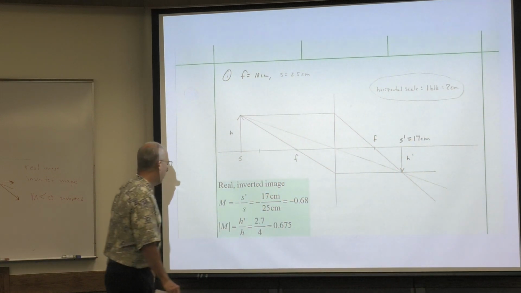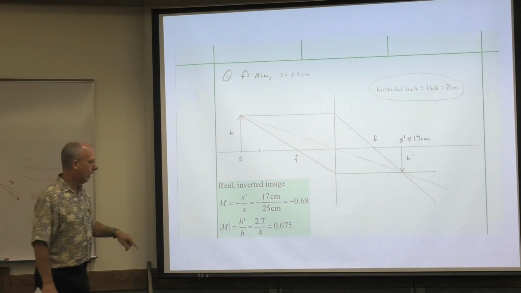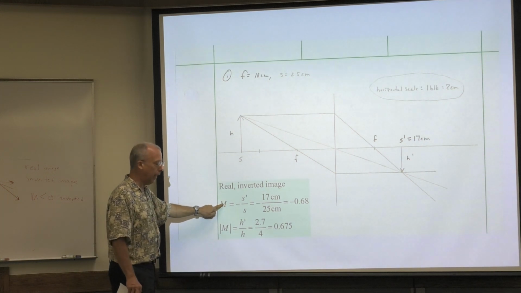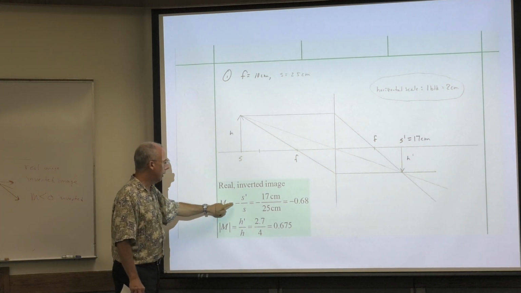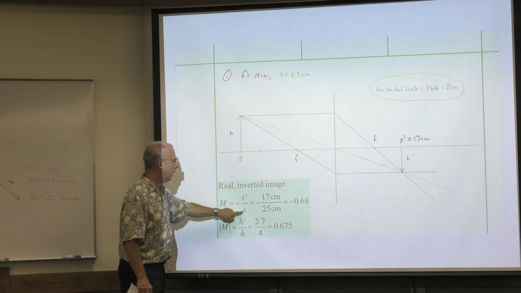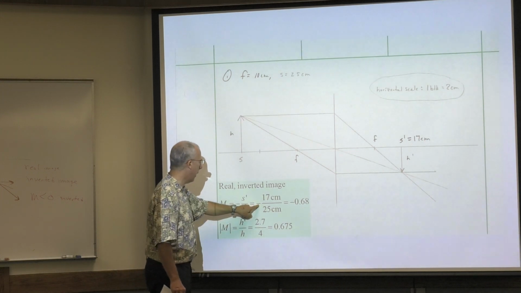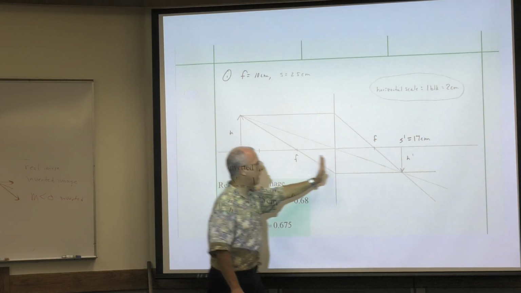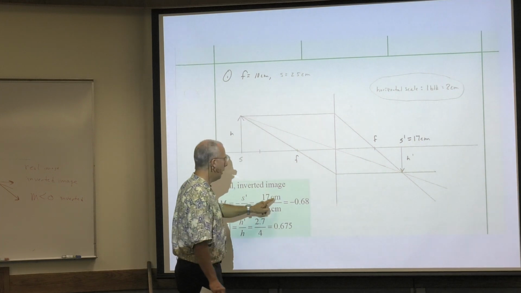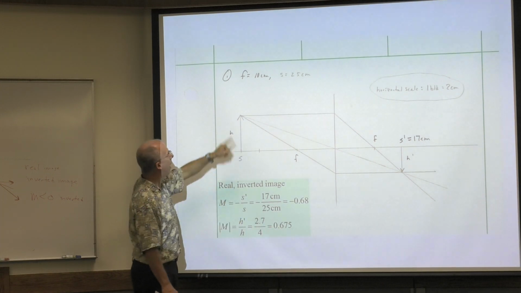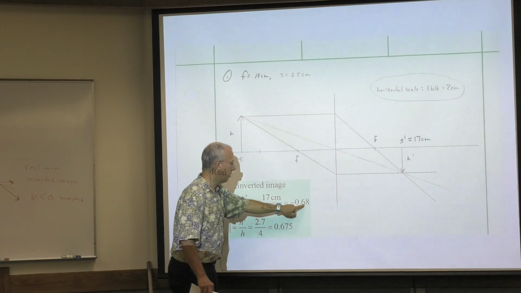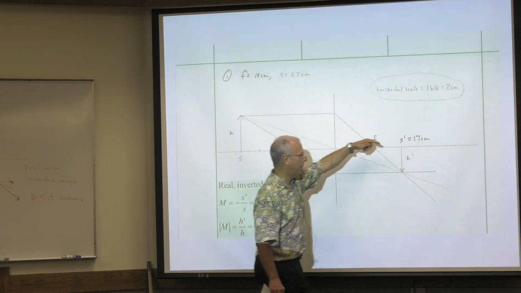Now there's two equations for magnification. So M stands for magnification. So M is equal to minus S prime over S. Okay, so there's a minus. S prime is 17, and then S is 25. So you get minus 0.68. So the minus tells you it's inverted.